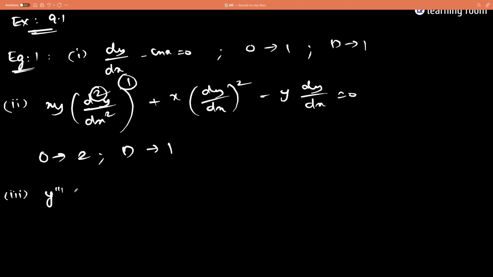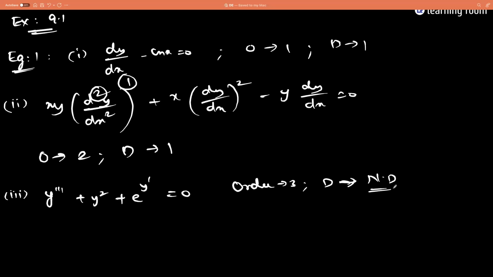So next is y triple dash plus y square plus e power y dash is equal to 0. Order 3. Degree, not defined. Because look at e power y dash, so it is not defined.